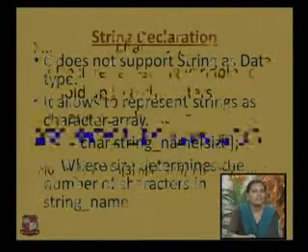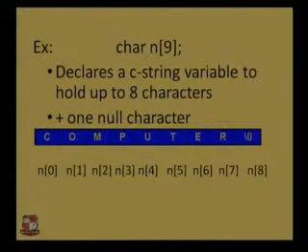Suppose I have given char and 9. Here my data type is char, 9 is the size of the character array, and then comes the string name. Here the string name is n. What value is stored in n? It can hold a value of up to 8 characters, and one extra for the character that represents the end of the string, that is the null character. Suppose I want to represent the string computer.